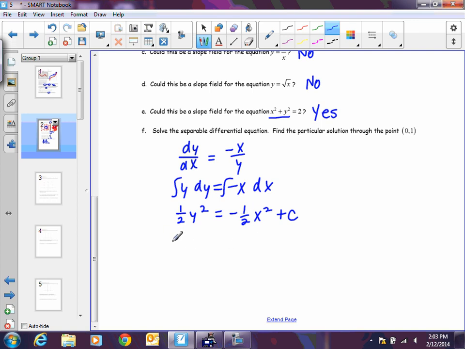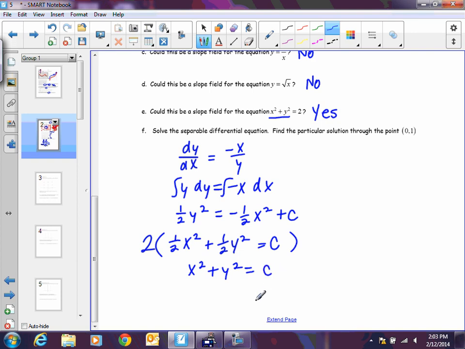What I would do then is I would add over 1/2 x squared plus 1/2 y squared equals c. And then I would multiply everything by 2, both sides. So I would have x squared plus y squared equals. Now, you might want to write 2c here. But remember, c is just some number. If you multiply it by 2, now it's just some other number.